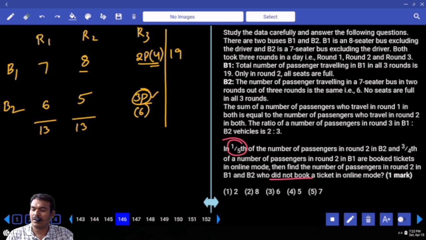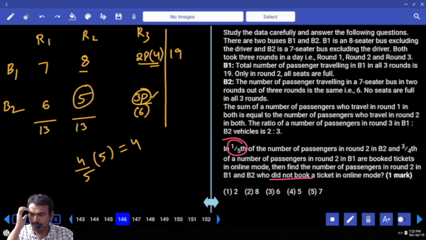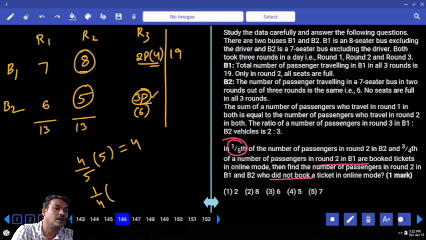1/5 already completed means not completed value 4/5. 4/5 of which one? Round 2 B2. What is the B2 value? 5. 4/5 of 5 means 4. Next, 3/4 already completed means what is the remaining? 1/4. 1/4 of round 2 B1. How much? 8. 1/4 of 8 means 2. 4 plus 2, 6.